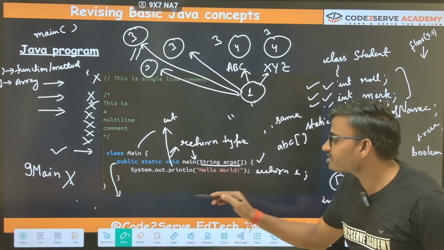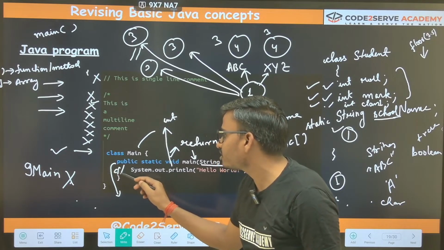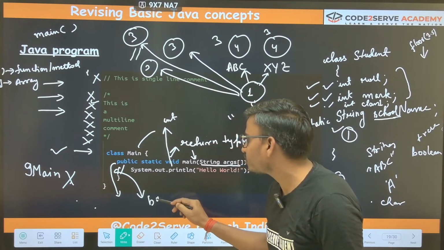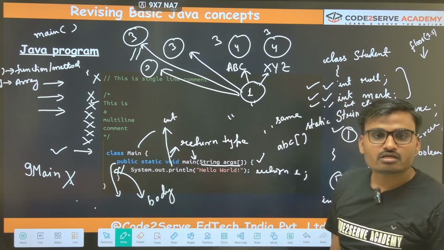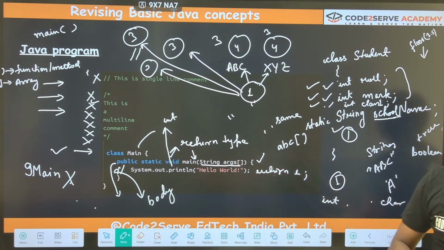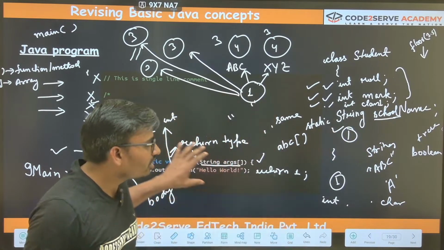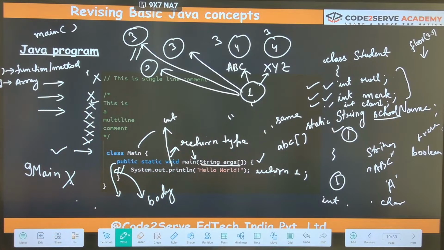In these curly braces, this becomes the body of the function. In this body, we write our logic. Got my point? Whatever logic we have to write for any program, we are going to write it over here. In the later lectures, we'll learn how to create our own function.